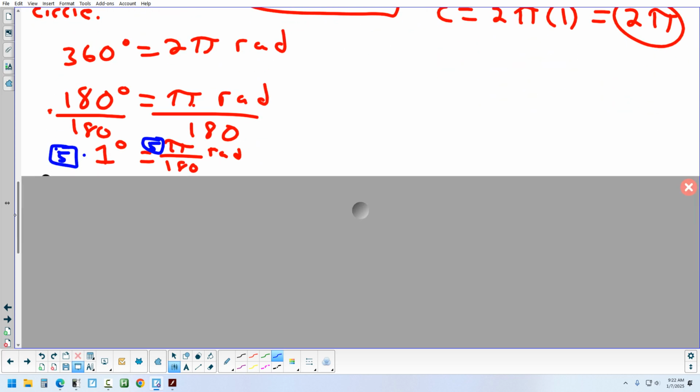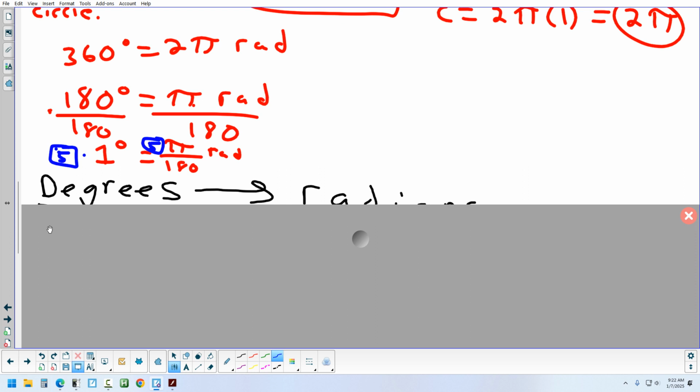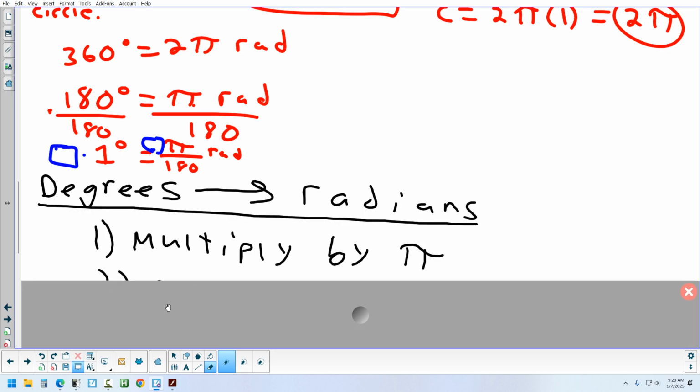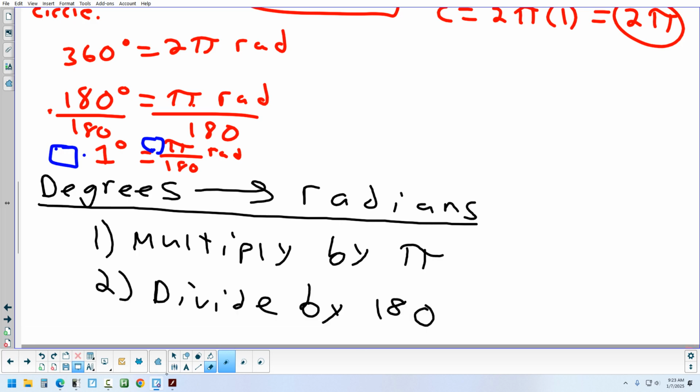So anytime that you want to convert from degrees to radians, basically put whatever number you want to convert in the blue box. You want to convert 13? Okay, put a 13 in that box. Multiply the number in that box by pi, and then divide that by 180. That's the process to convert from a degree to a radian. And it doesn't matter what you're converting. That's the process for any number you want to convert. Multiply by pi, divide by 180.